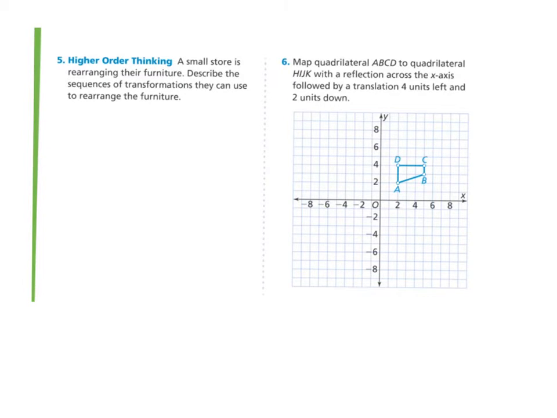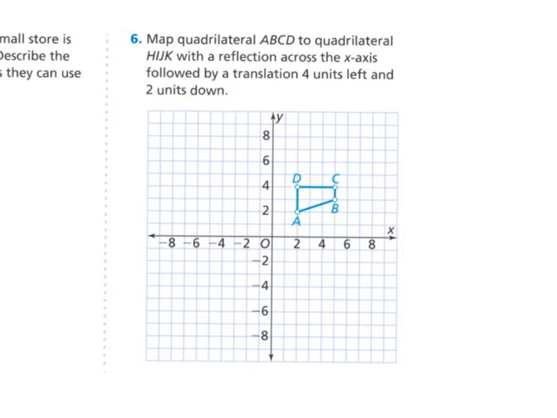Number 6, they want us to map this quadrilateral with a reflection across the x-axis followed by a translation 4 units to the left and 2 units down. So reflection across the x-axis, first of all, a little bit different on this problem, by the way. We're going from calling it ABCD to HIJK. So what that means, A will change to H.